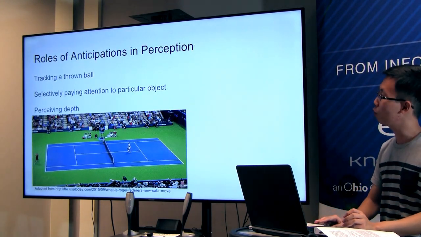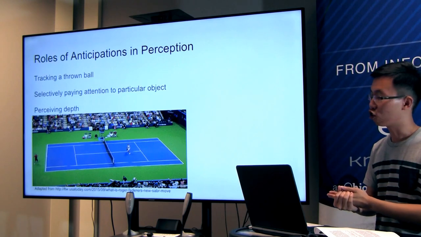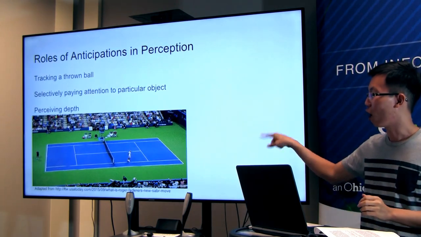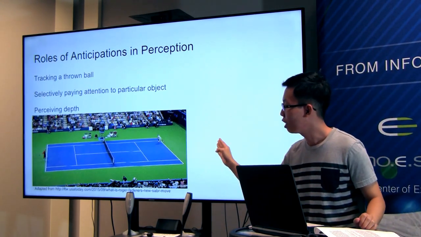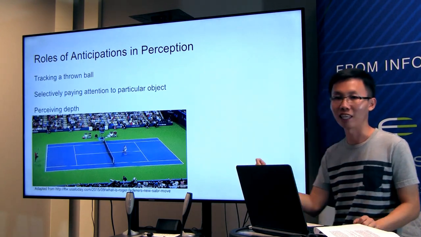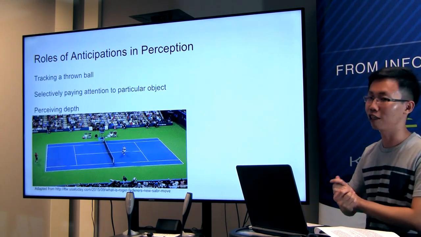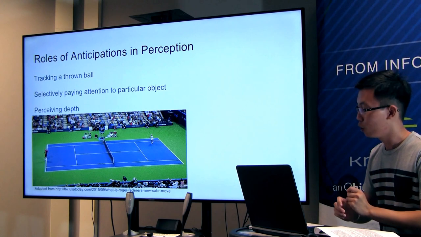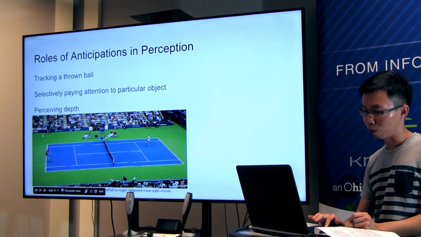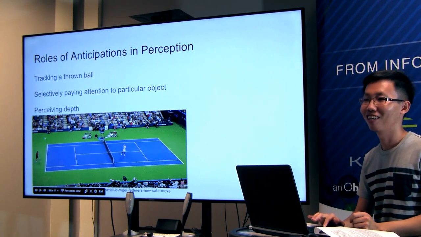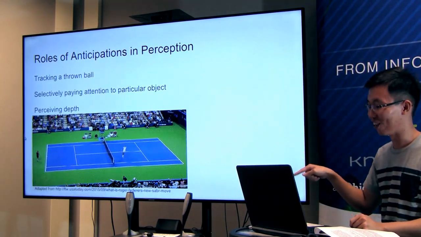In perception, anticipation is a major process, and it helps us in tracking a moving object. For example, this is a low quality GIF, but we can track a tennis ball because when the right side hits the ball, we can anticipate the ball at the left side, coming back and forth. The anticipation also helps us in selectively paying attention to a particular object. When we focus on the tennis ball, we don't see that there is one Pokemon here. Because we are paying attention to the ball by anticipating, we don't see that the Pokemon is in the scene.